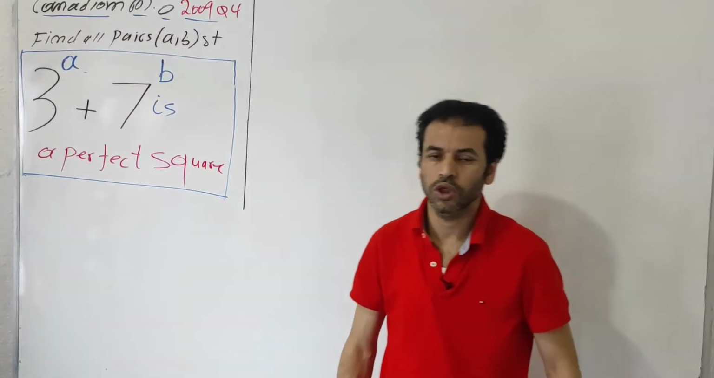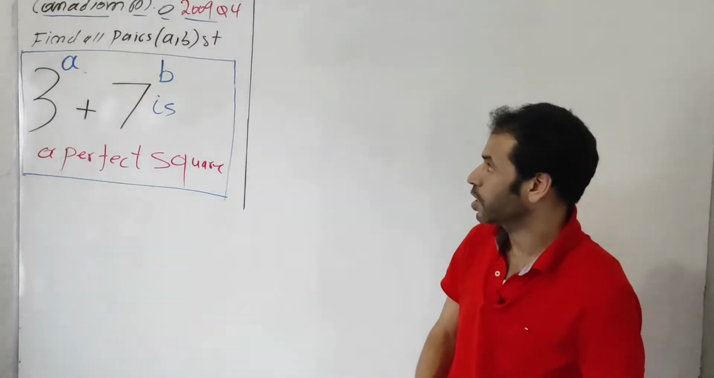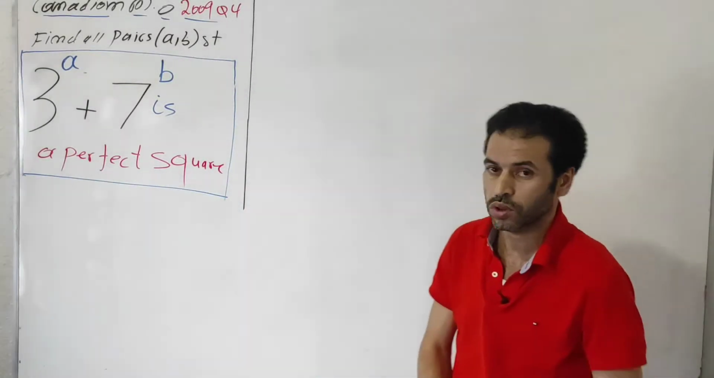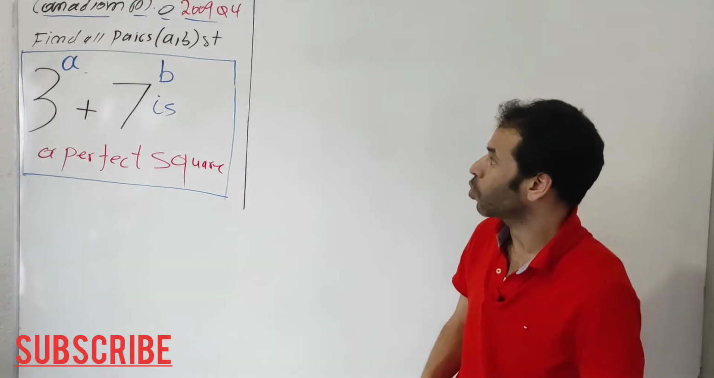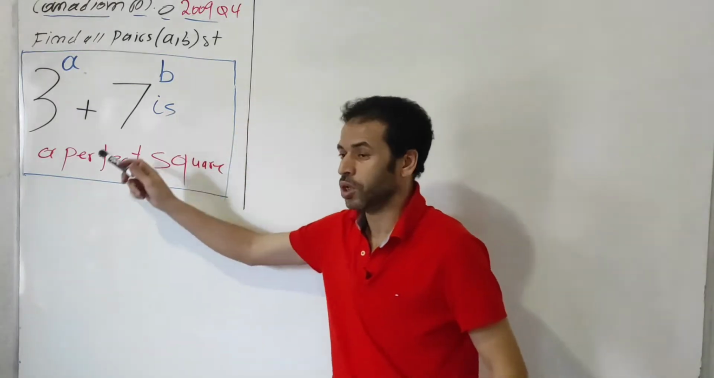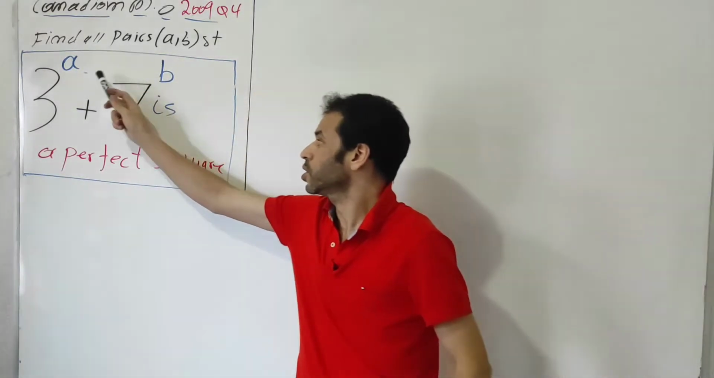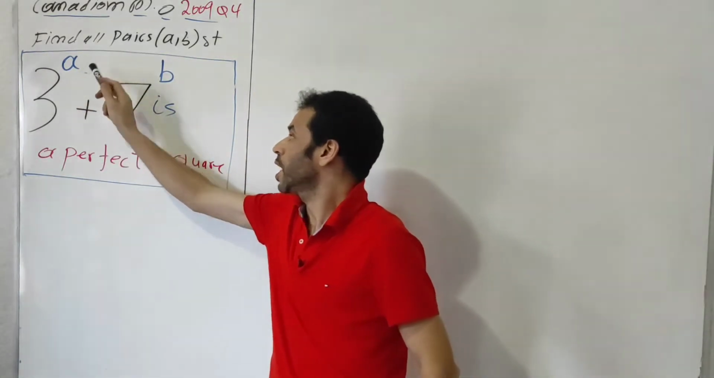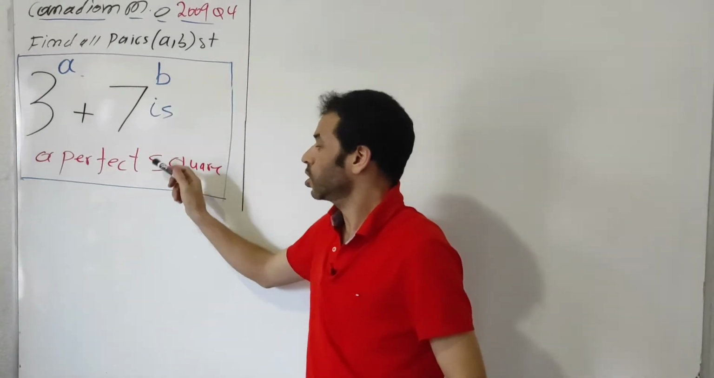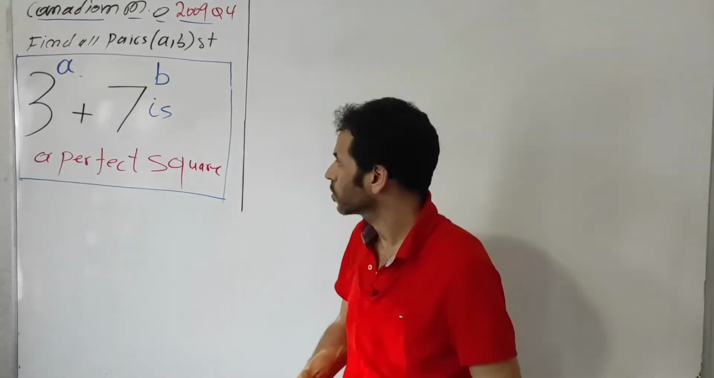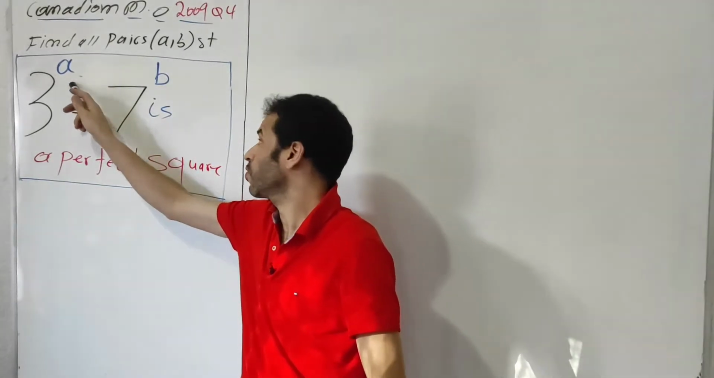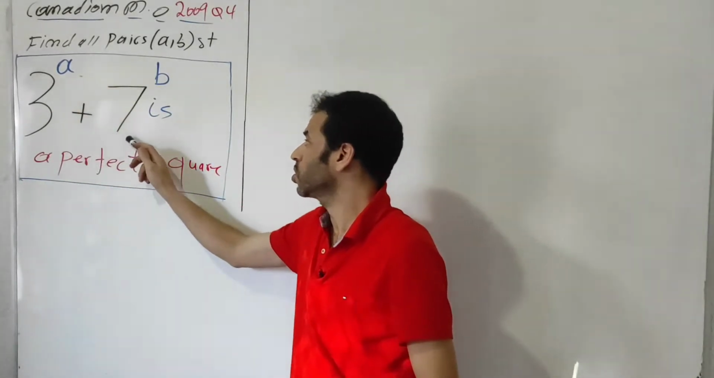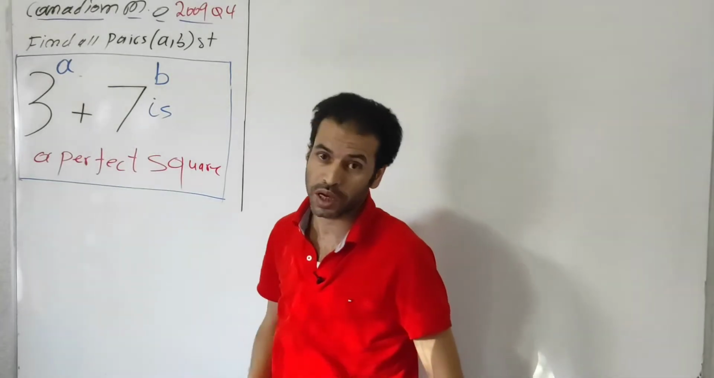Today's video I would like to introduce you to a very nice problem from the Canadian Mathematical Olympiad 2009, question number 4. Here is the setup. Find all pairs A and B such that 3 to the A plus 7 to the B is a perfect square. In other words, we are going to find the values of A and B which make this whole term a perfect square.